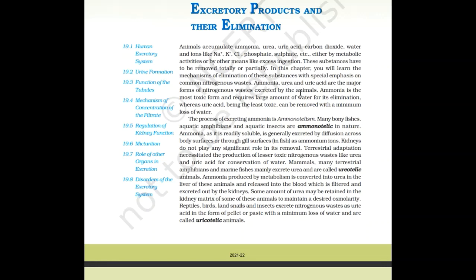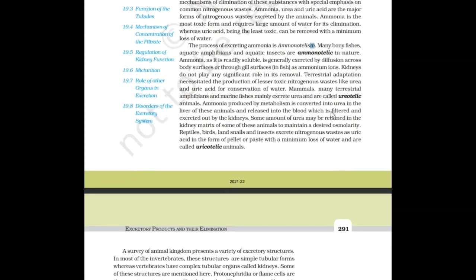Ammonia, urea and uric acid are the major forms of nitrogenous waste produced by the animals. Here you have to remember that ammonia, urea and uric acid are major forms of nitrogenous waste excreted by the animals. Ammonia is the most toxic form and requires a large amount of water for its elimination, whereas uric acid, being the least toxic, can be removed with a minimum loss of water.